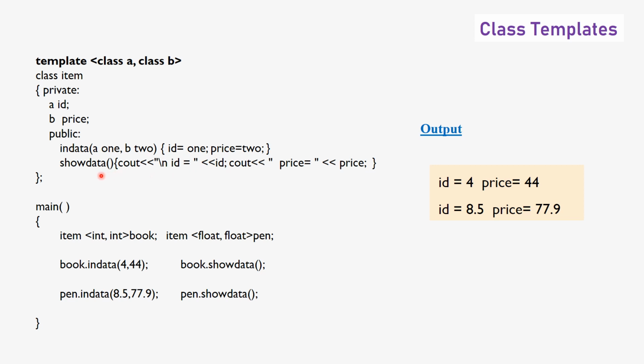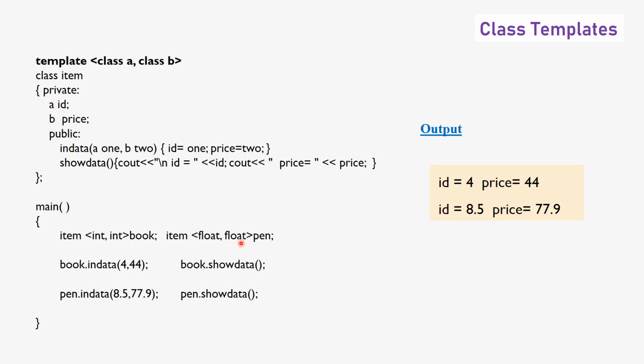Similarly, these two values will be displayed on the screen. Now again we have two objects, the same names, the ones we used in our previous example, book and pen. For the book object, we are passing two arguments here, integer. So that means for book, A will be treated as integer and B, or price, will be treated as integer also. For pen, both variables should be treated as float and float.